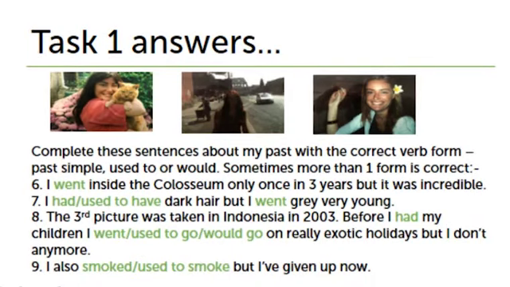Number six, I went inside the Colosseum only once in 3 years. Number seven, I had or I used to have dark hair, but I went grey very young. Number eight, before I had my children, I went, used to go or would go, I'd go on exotic holidays, but I don't anymore. And number nine, I also smoked, or I also used to smoke, but I've given up now.